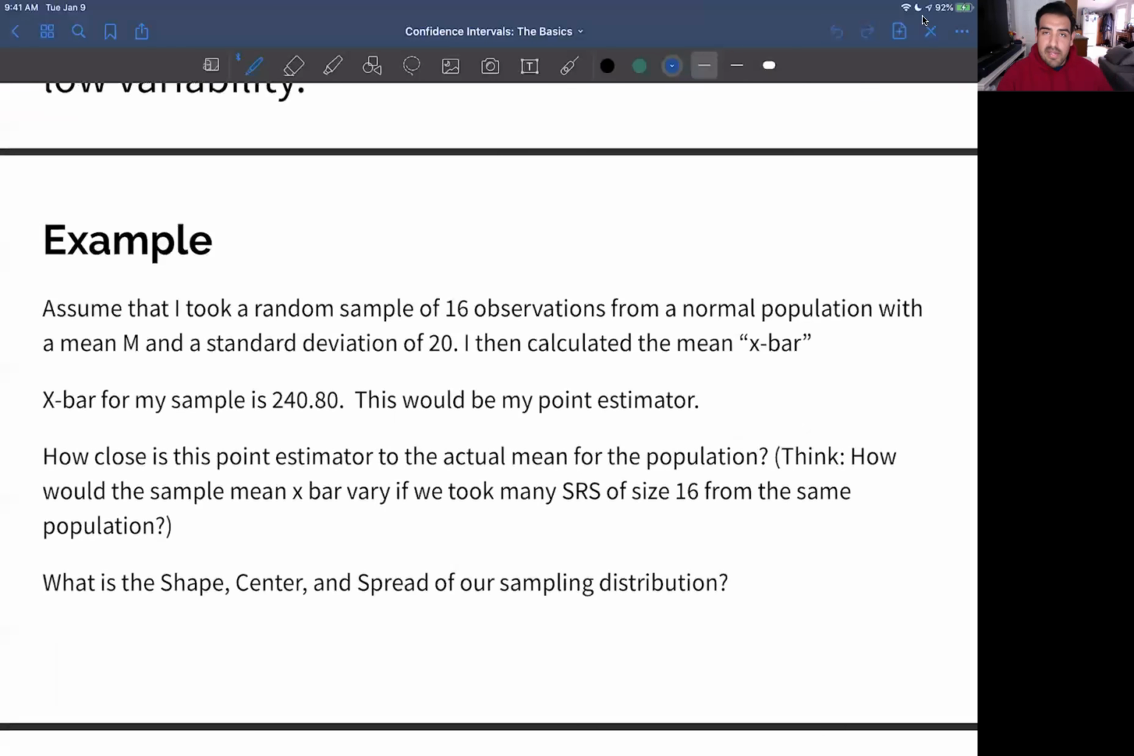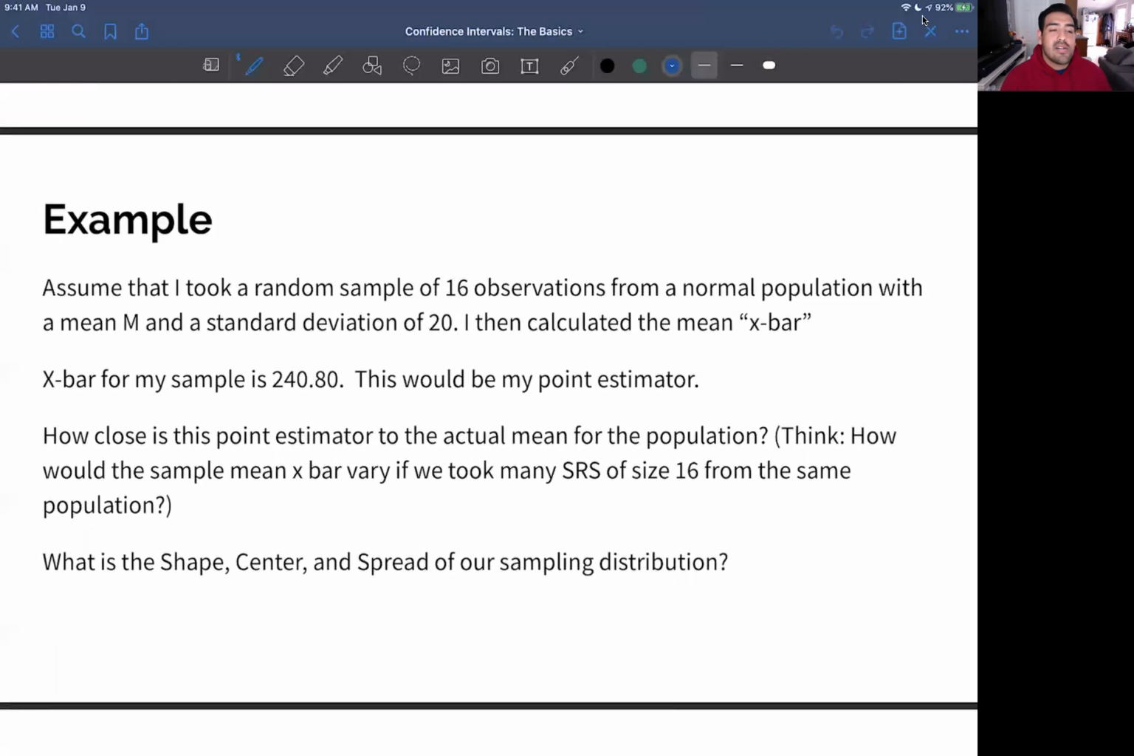So here's just an example to help guide our thinking. Assume that I took a random sample of 16 observations from a normal population with a mean M and a standard deviation of 20. Really quickly, instead of M, the mean should be mu. Since we're talking about a population and averages, remember the sampling distribution of an average will mimic that of the true population. So it's really important for us to know that the distribution is normal.